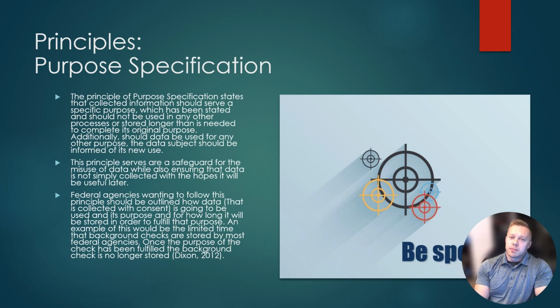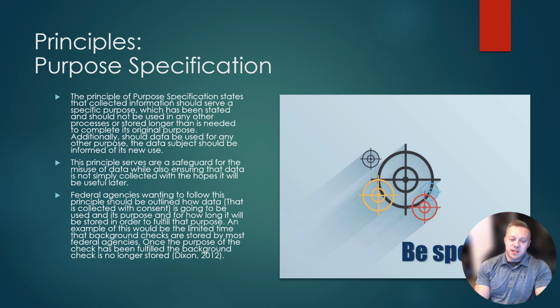The purpose specification principle states that collecting information should serve a specific purpose, which has been stated, and the data should not be used in any other process or stored longer than is needed to complete the original purpose. Additionally, should that data be used for any other purpose, the data subject should be reinformed of its new use. So essentially, if you're collecting data, you need to know why and how long it's going to take you. And if you do use it for anything else, you need to inform the user.